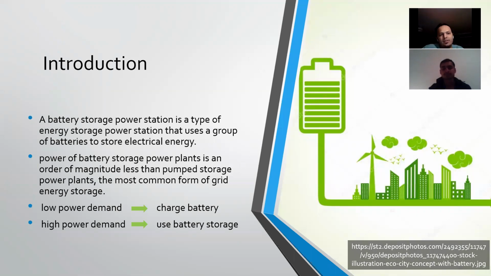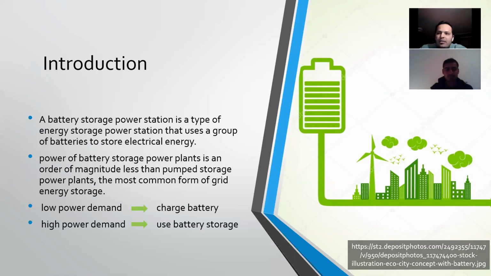In the introduction, we can see how the battery can be utilized, and we can use that battery storage during the high peak. You can see in the picture that battery storage is a type of storage that uses a number of batteries to store electrical energy. A battery storage power plant is an order of magnitude smaller in size compared to hydro storage and any other form of storage.